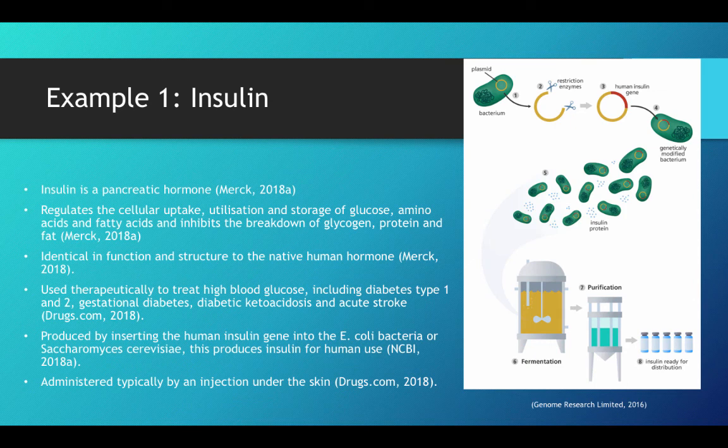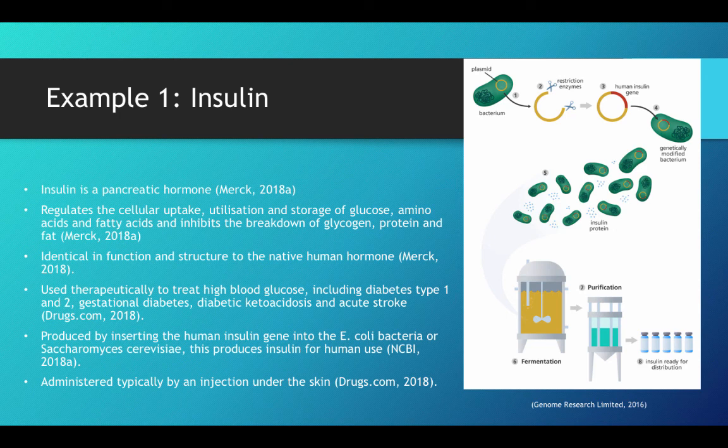One example of a recombinant protein is insulin. Insulin is a pancreatic hormone that regulates the cellular uptake, utilization and storage of glucose, amino acids and fatty acids, and inhibits the breakdown of glycogen, protein and fat. Recombinant human insulin is identical in function and structure to the native human hormone.